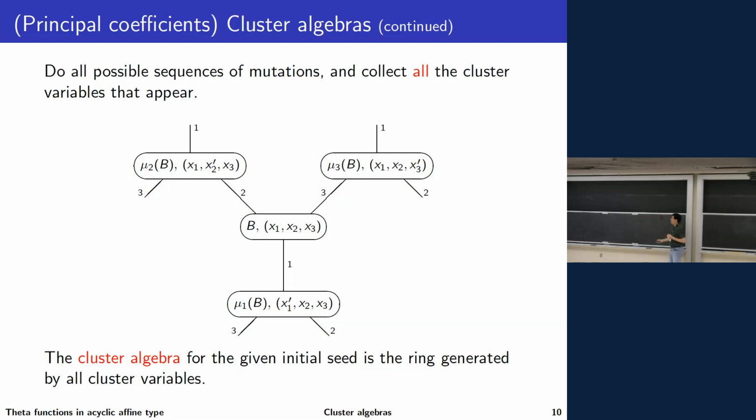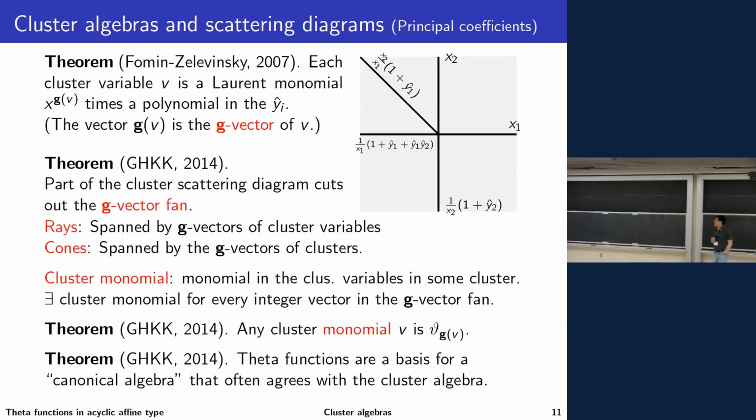But this is just the cartoon, right? I've got this seed, I've got the cluster variables. I throw out x3. There's a way that I get a new one here. Now I've got x1, x2, and x3 prime, and I've also changed my exchange matrix, and I go on forever. The cluster algebra for that initial seed is just the ring generated by the collection of all these cluster variables. Okay, so here's how the two things I've talked about so far connect.